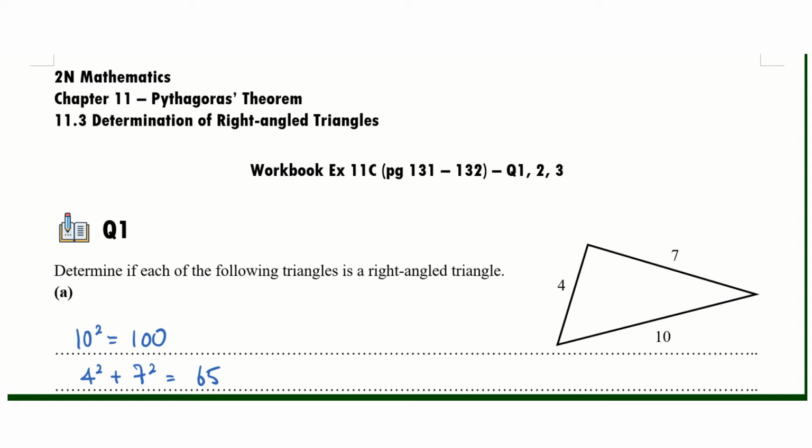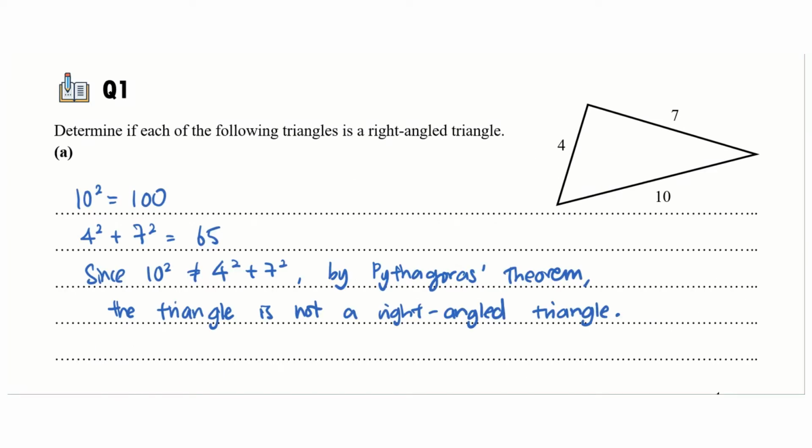Hello everyone, today's video is going to be on chapter 11.3, determination of right angle triangles, where we are going to be looking at workbook exercise 11C, page 131 to 132, and only covering questions 1, 2, and 3. So the first question that we are going to be looking at is to determine if each of the following triangles is a right angle triangle.